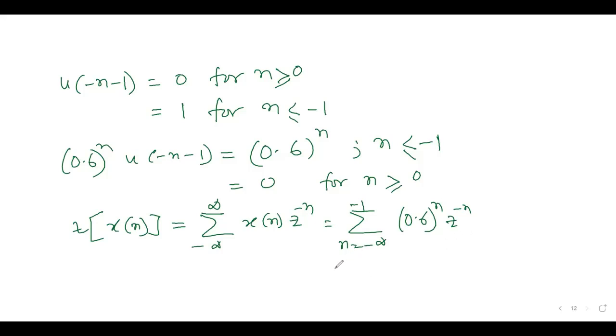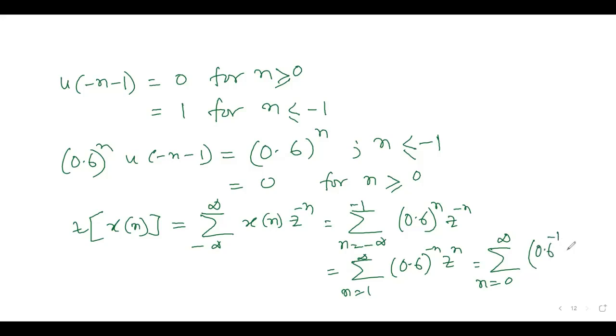কি লিখতে পারি বলো? তাড়াতাড়ি বলো কি লিখতে পারি, সময় নেই। We can replace n by minus n. So that means this will be n equal to 1 to infinity 0.6 to the power minus n z to the power n. I'm shifting, replacing n by minus n. ঠিক আছে? So that means we can write this as n equal to 0 to infinity 0.6 inverse z to the power n, minus 1.